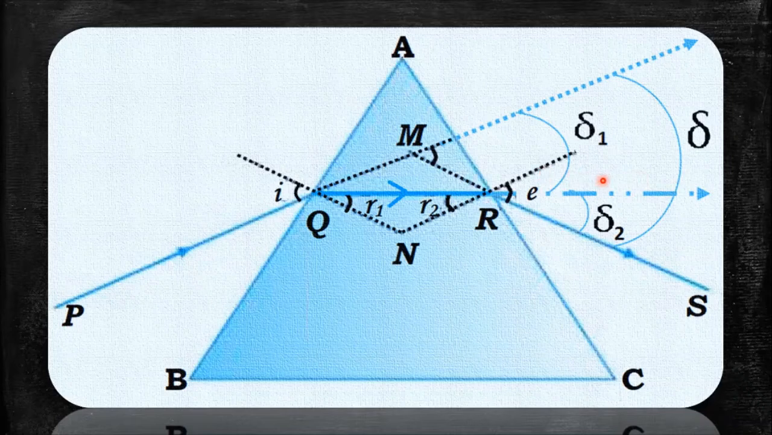But is this the only story? No. What do you now know for a fact? There is another ray which is RS, and that is the emergent ray, which means there is another deviation. And what is this deviation now? It is the deviation between the extended refracted ray and the emergent ray, correct? So obviously this is going to be my second deviation, I am going to call it delta 2. Alright.